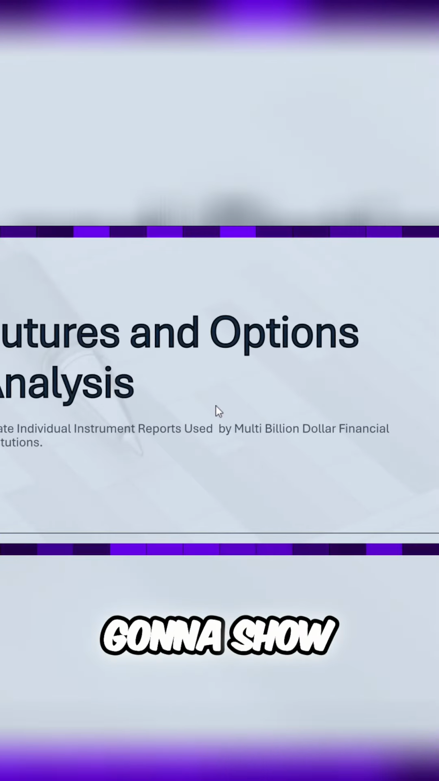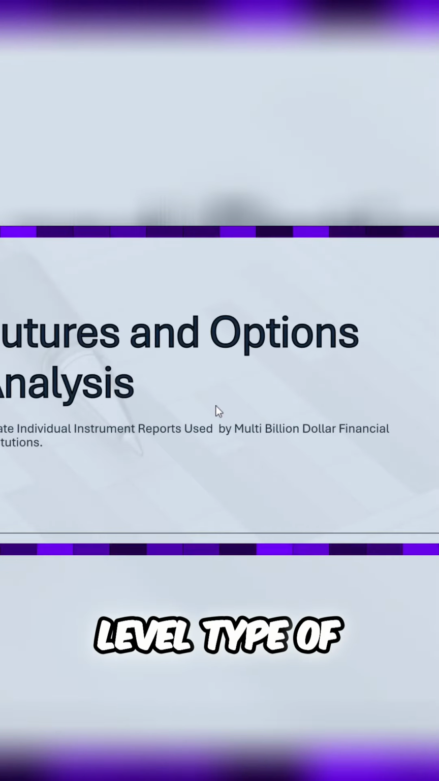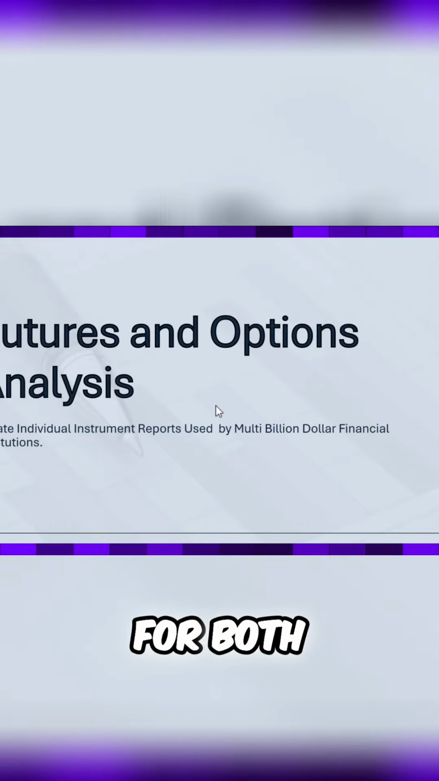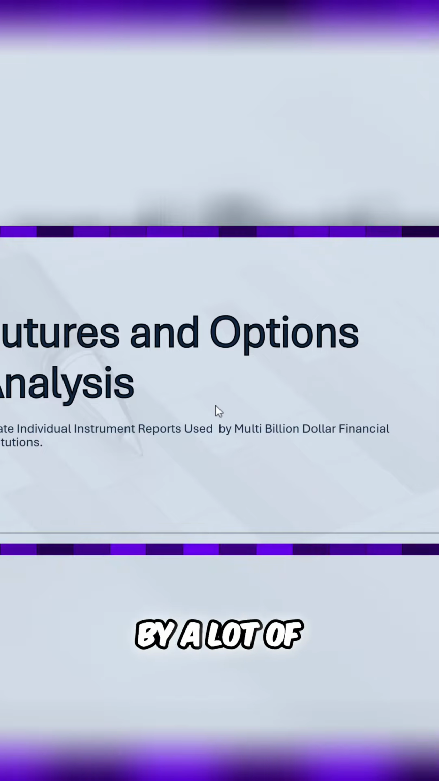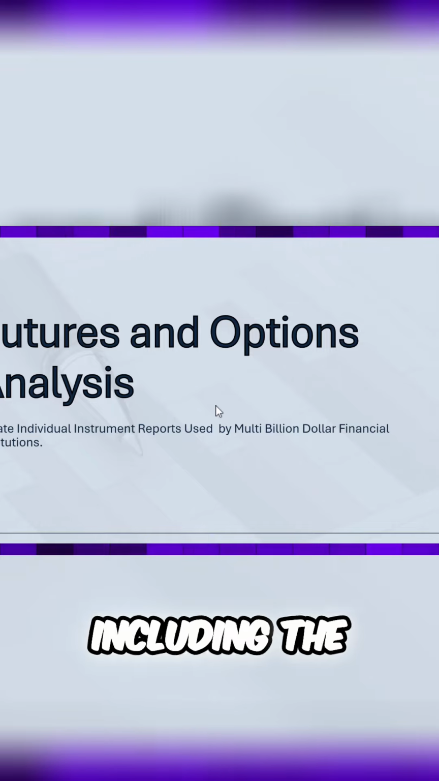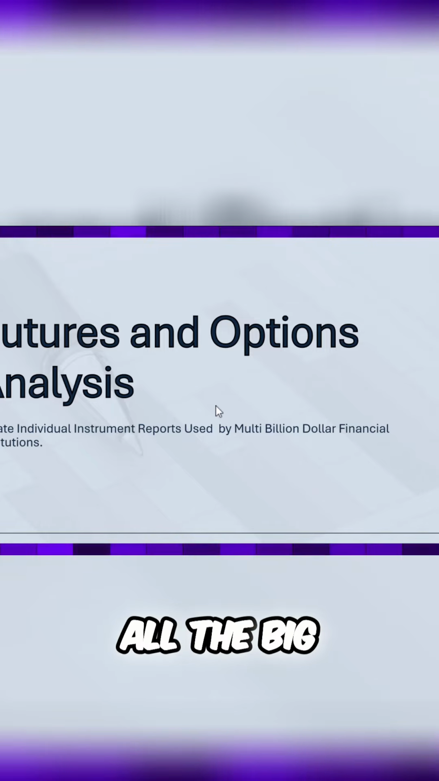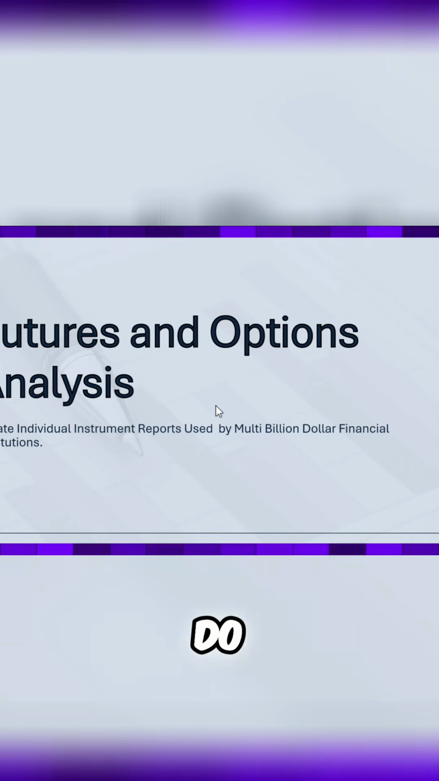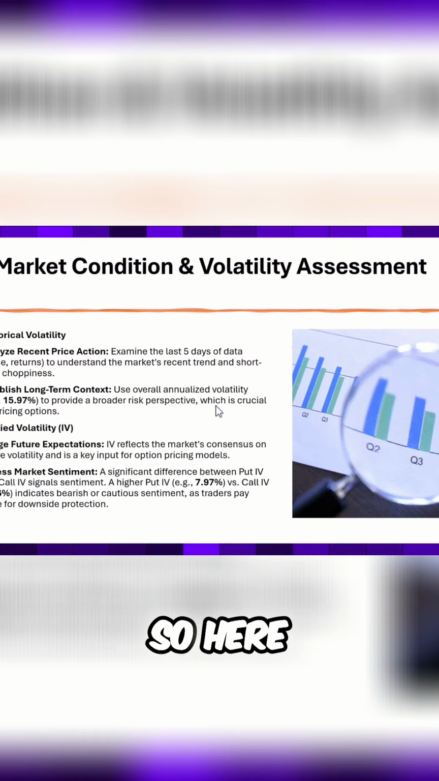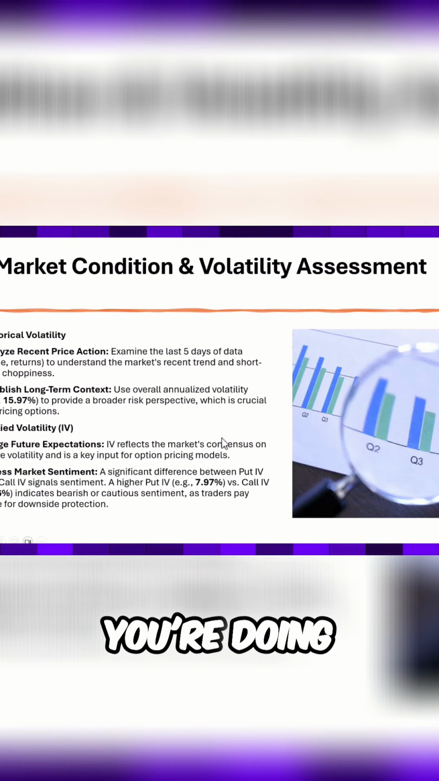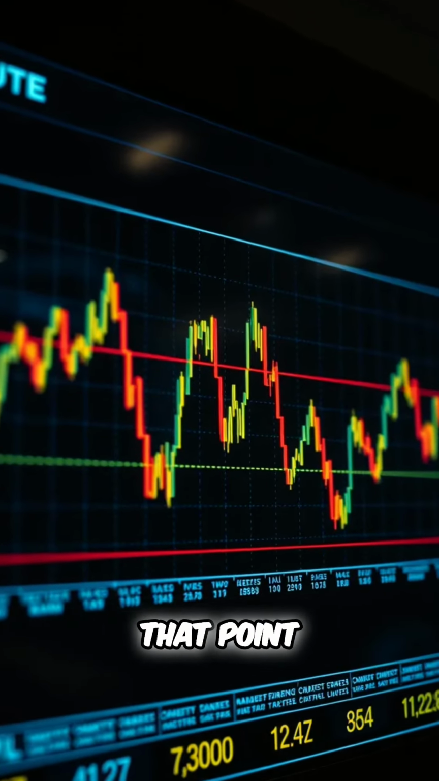So what I'm going to show you here is the institutional level type of analysis for both futures and options. This is used by a lot of the multi-billion-dollar firms out there, including the HFT shops, hedge funds, the banks, all the big operations, and how they do the analysis of futures and options. Here, I don't go deep into it, but what you're doing is essentially trying to assess the current market condition and then forecast from that point on.